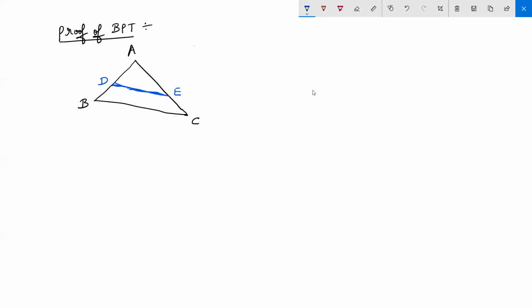Now DE intersects the two sides of the triangle, that is AB and AC. So what you have to prove is that these two sides are divided in the proportion. That means AD is to DB is equal to AE is to EC. So this you have to prove.